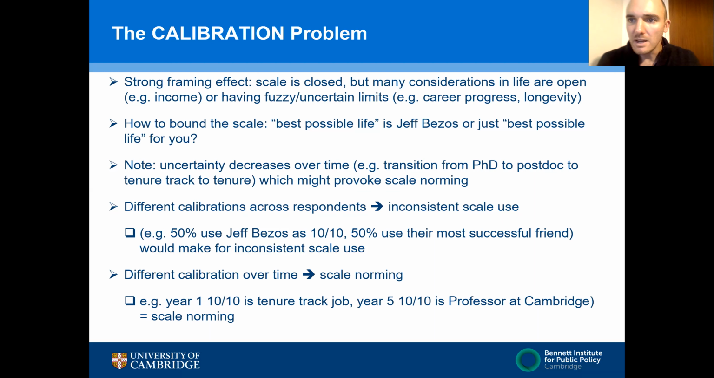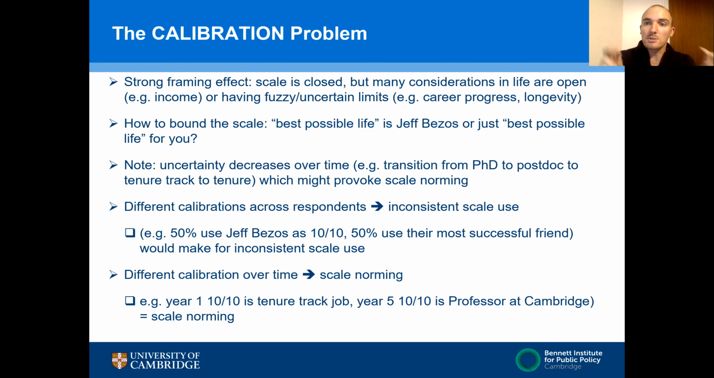Similarly with longevity. I mean, I can make an assumption that the best possible life for me is to live to 85. If I then get diagnosed with terminal cancer tomorrow, my best possible life is going to change dramatically. I might just be hoping to make it to 40, right? There's a question then of how to bound the scale.